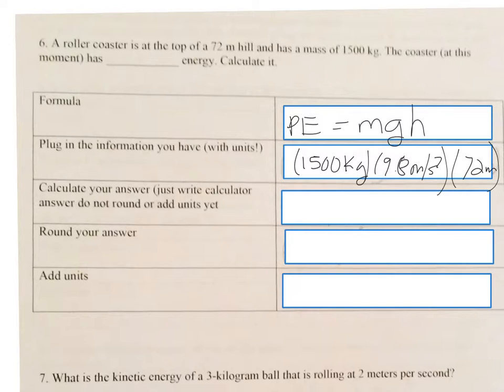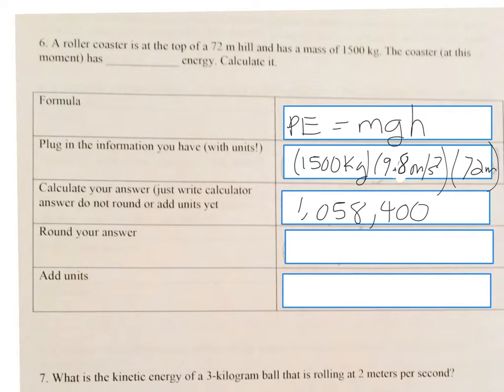When I multiply all of this out, oh, it's driving me crazy. I got to fix that 8. Sorry, guys, my OCD kicked in there. Had to fix that. Okay, so when you multiply that out, the 1,500 times the 9.8, times the 72, you're going to get this huge number, which I guess is 1,058,400.